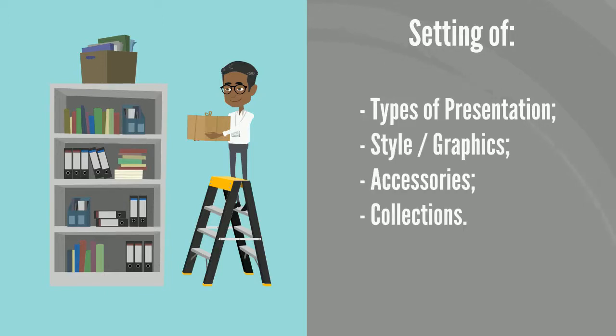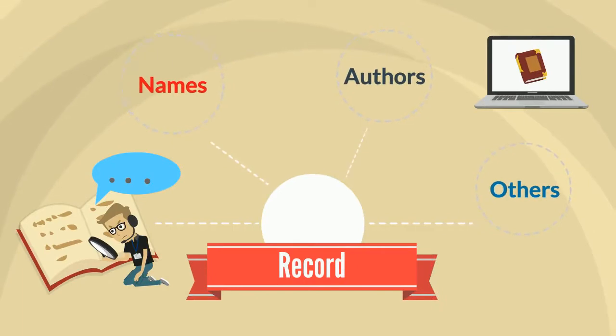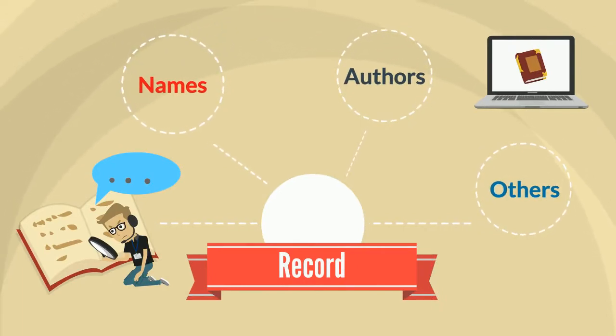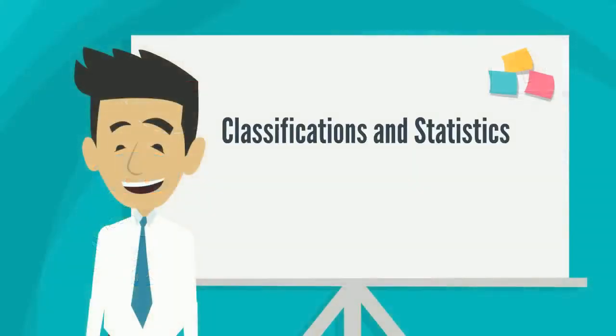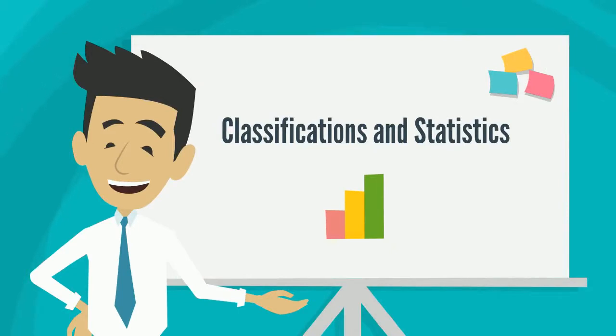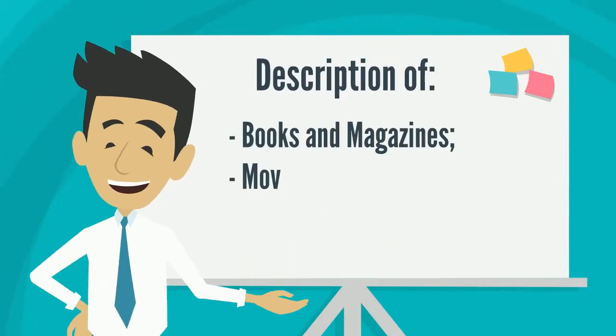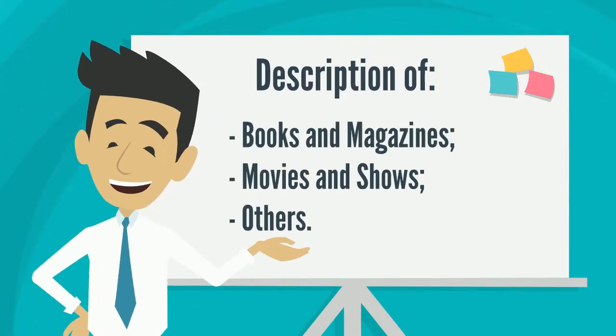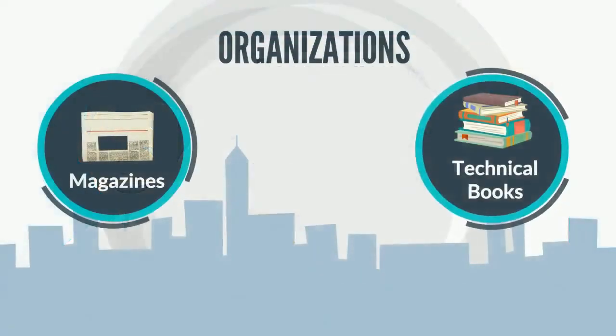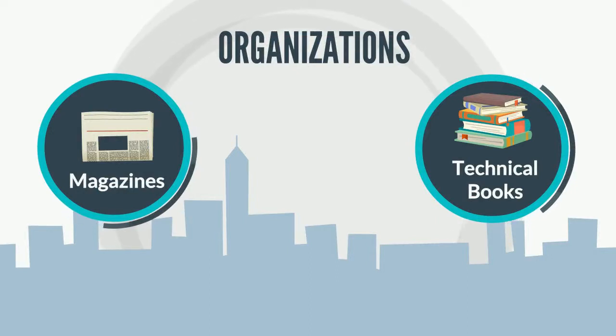Presentation, style, graphics, accessories and collections. Record of names, authors and others. Classifications and statistics. Description of all types of works, from books and magazines to movies, shows, etc. The fact that many organizations keep libraries even if only for magazines and technical books to support their activity.